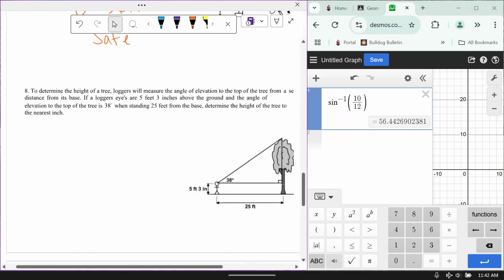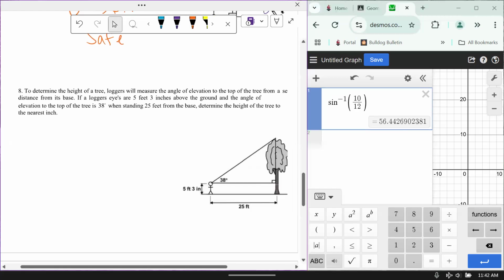All right. To determine the height of a tree, loggers will measure the angle of elevation from the top of the tree to the top of the tree from a distance from the base. If the logger's eyes are 5 foot 3 inches, hey, that's my height, above the ground, the angle of elevation to the tree is 38 degrees.